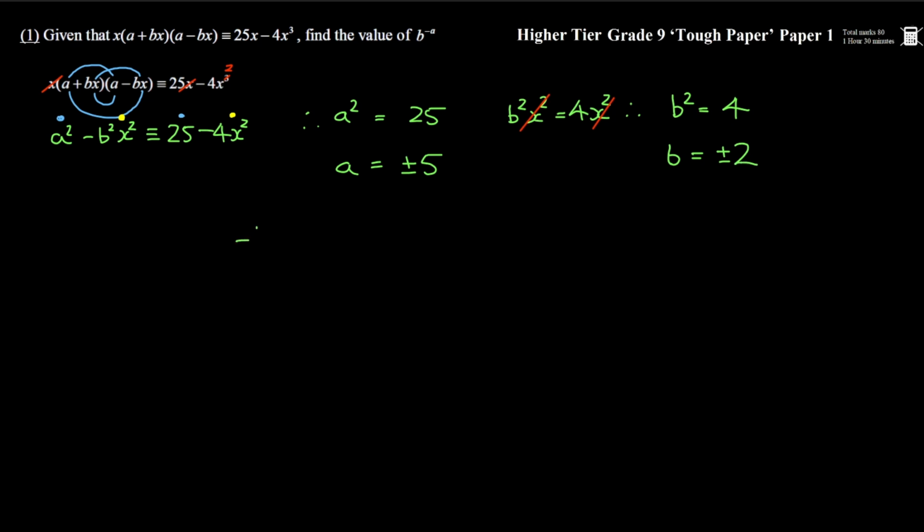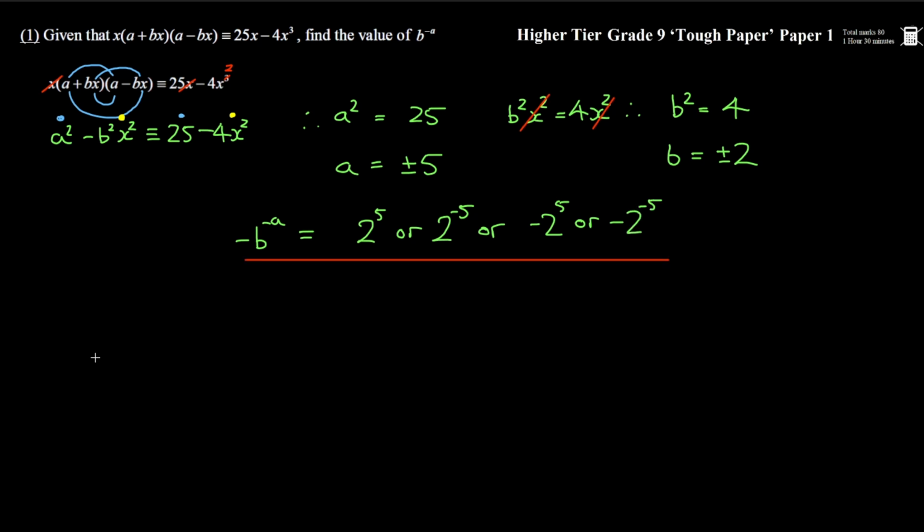We were asked to find negative b to the power of negative a. So the b in front of this can be either 2 or negative 2. And equally, the negative a can also be positive 5 or negative 5. So I'm going to have 4 options. So I've got 2 to the 5, or 2 to the negative 5, or negative 2 to the 5, or negative 2 to the negative 5.